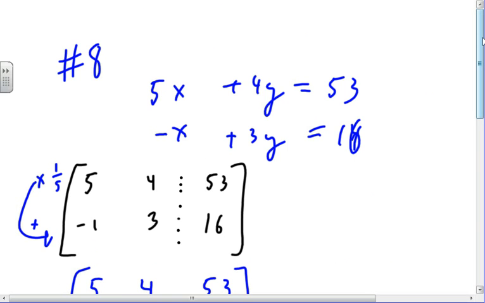I can put in a minus 1. I can put in a 3. And I can put in a 16. And then I can tell it to solve. Oh, look at that. X is 5, Y is 7. 7.52632. Well, you're hosed. You put it in wrong. You're in radians.